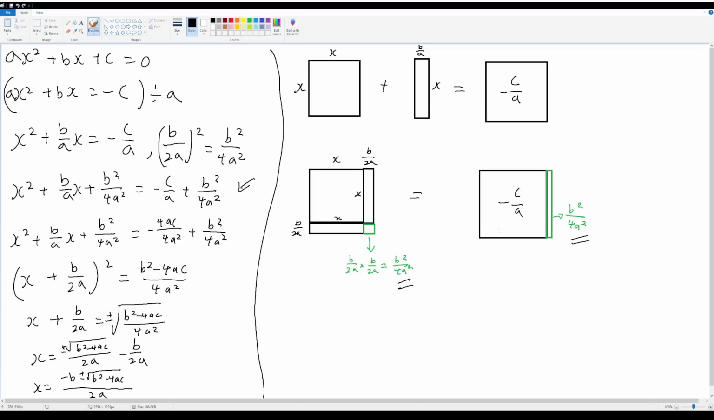So here, let's recap what we learned. We have three methods to find the roots of a quadratic equation. We have factoring, we have completing the square, and also we can use the formula.